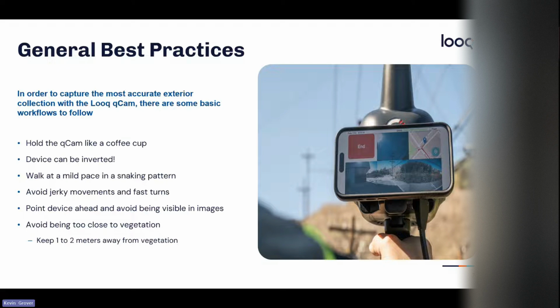Some of the things we do want to look at is a snaking pattern. We'll show that in more of an example here of what that means. But the big thing is you don't want to do fast, jerky movements, fast turns. We want to keep it pointed ahead of you, not being visible in the devices and in the images, so don't have it pointed and staring into one of the side cameras. And then also being not too close to vegetation.